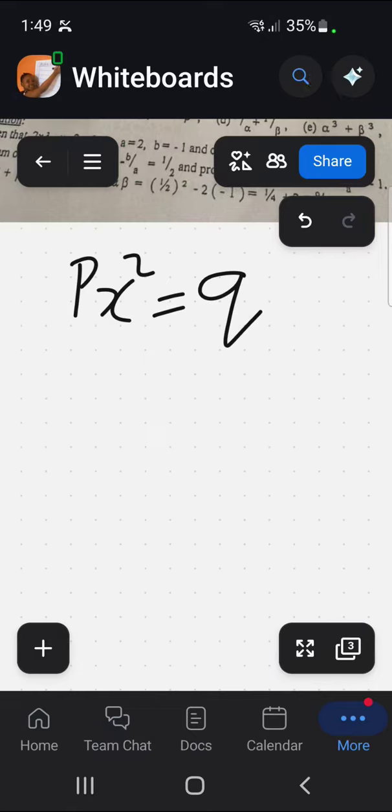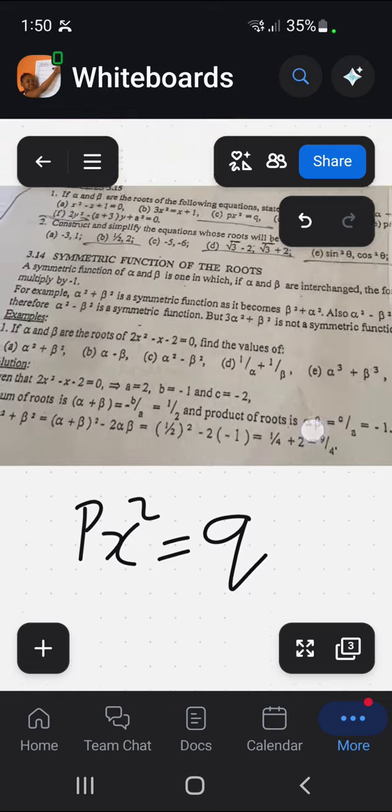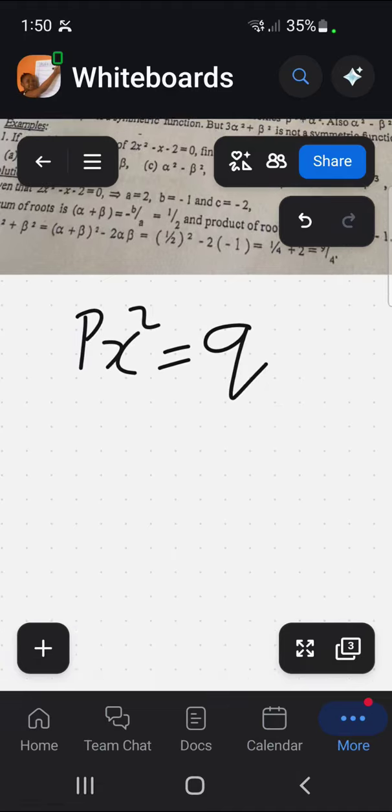Okay, so this is another question where we have to find the sum of roots and the product of roots. Now, the equation we have here is px squared equals q. Of course, it's a quadratic equation because of the presence of x squared.